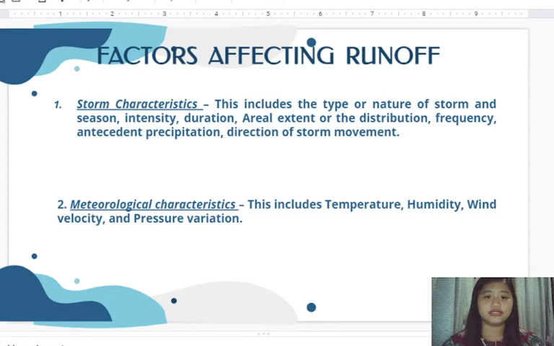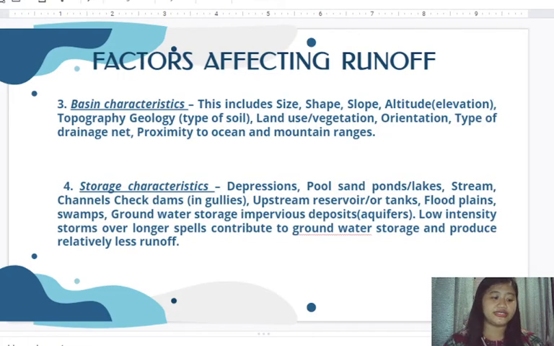So next is the basin characteristics. This includes size, shape, slope, altitude or elevation, topography, geology, type of soil, land use or vegetation, orientation, type of drainage net, proximity to ocean and mountain ranges. So basin characteristics depend upon size, shape, slope, and location of the basin.